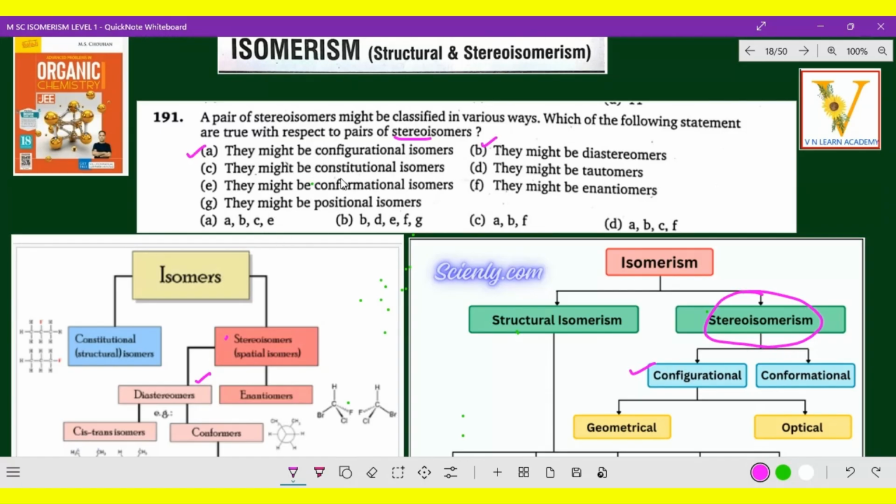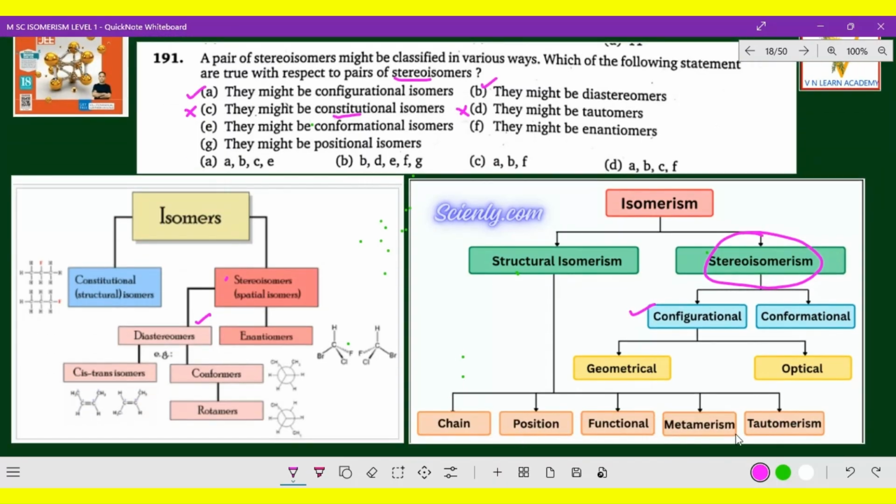They might be constitutional isomers. Constitutional isomers are structural isomers, so this will not come under stereoisomers. I hope you got the clarity through these pictures. Now, they might be tautomers. Tautomers also come under constitutional isomers. As we have seen, tautomers come under structural isomers, which are also known as constitutional isomers, right?